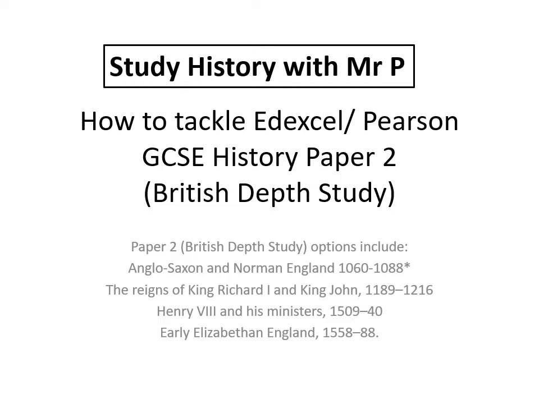Now the Paper 2 British Depth Study options available to you as a GCSE student are Anglo-Saxon and Norman England 1060 to 1088, the reigns of King Richard and King John 1189 to 1216, Henry VIII and his ministers, and early Elizabethan England 1558 to 1588.